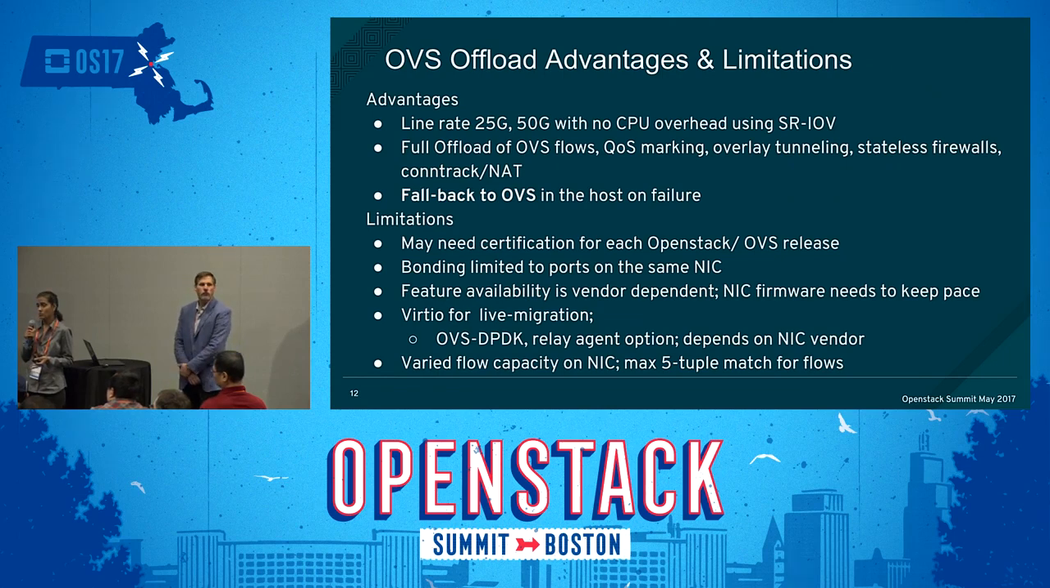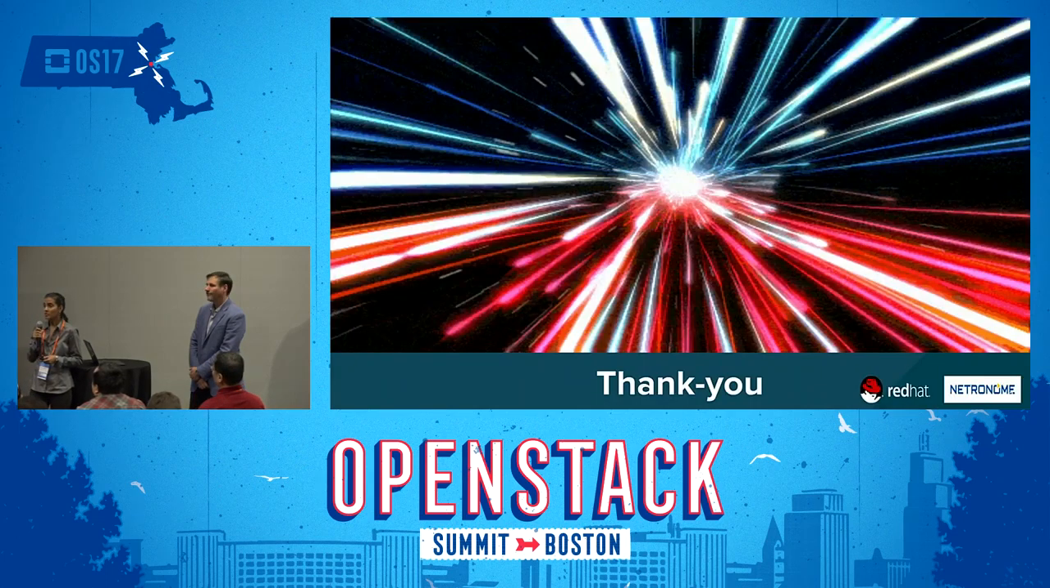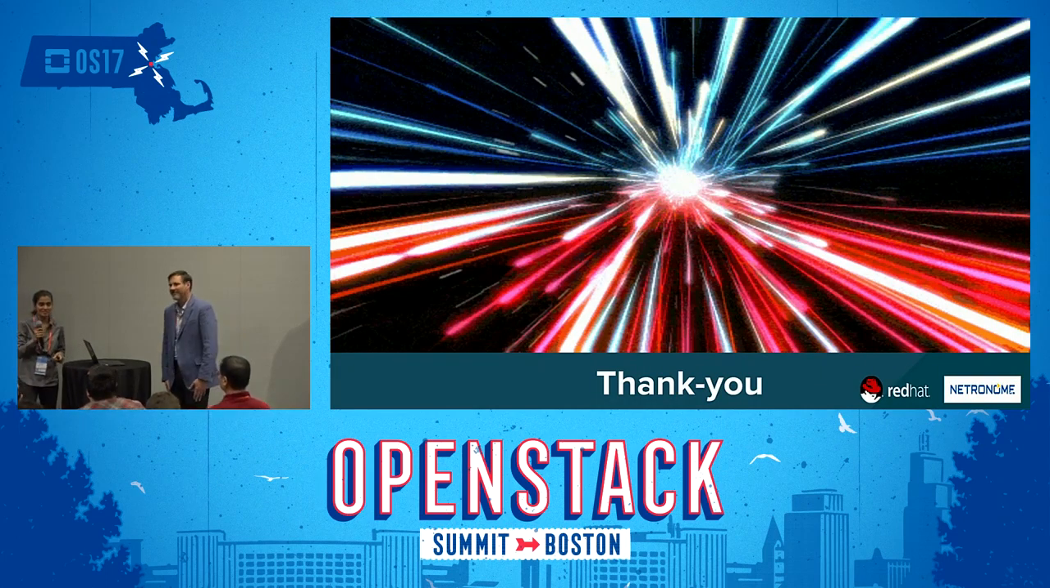Virtio for live migration is needed. You need Virtio; you can't do it with SR-IOV. And there are different options with that. And then you have varied flow capacity based on your NIC vendor and how much memory or cache is available, and whether you're running conntrack or other security options. And there's a 5-tuple match. I think we're done. Any questions?